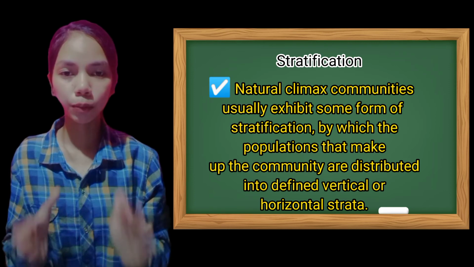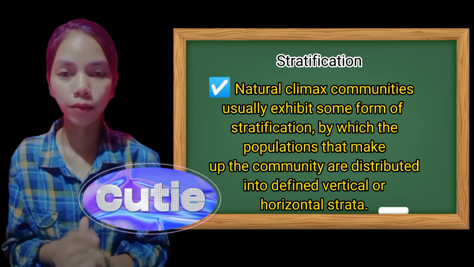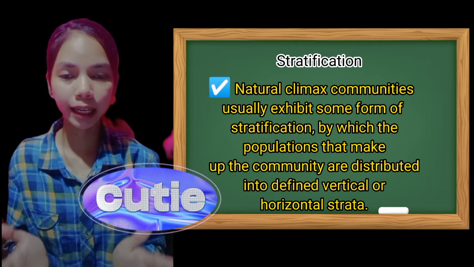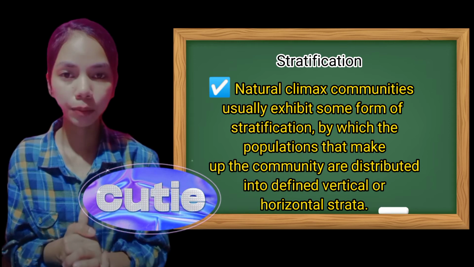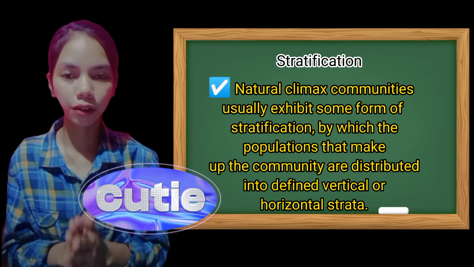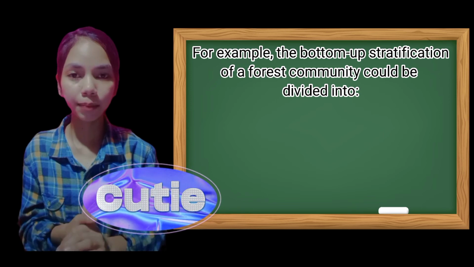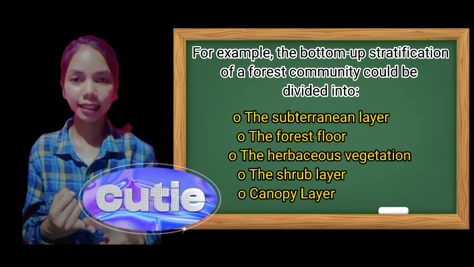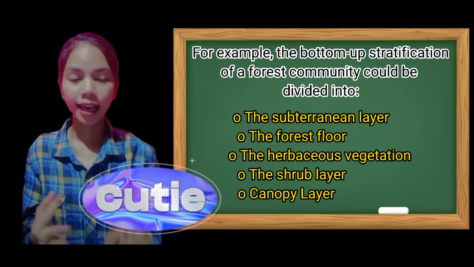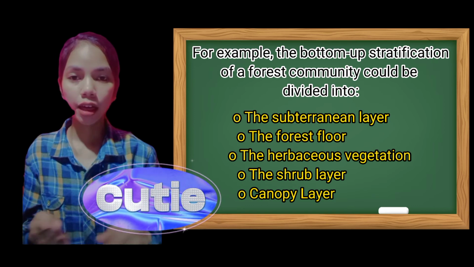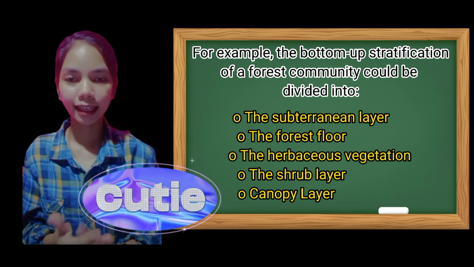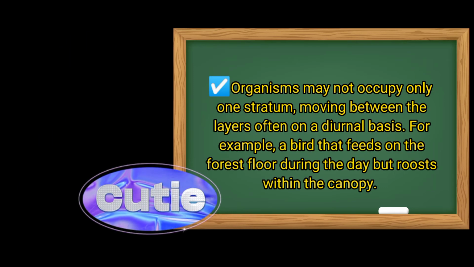So natural climax communities usually exhibit some form of stratification by which the populations that make up the community are distributed into defined vertical or horizontal strata. For example, the bottom-up stratification of a forest community could be divided into: the first is the subterranean layer, the second is the forest floor, the third is the herbaceous vegetation, the fourth is the shrub layer, and the last is the canopy layer. Organisms may not occupy only one stratum, moving between the layers often on a diurnal basis. For example, a bird that feeds on the forest floor during the day but roosts within the canopy.